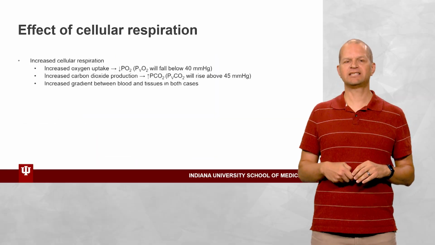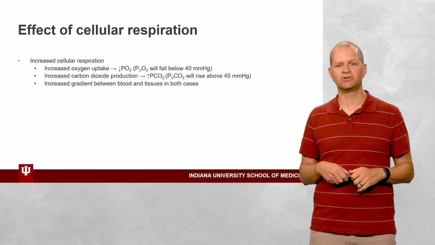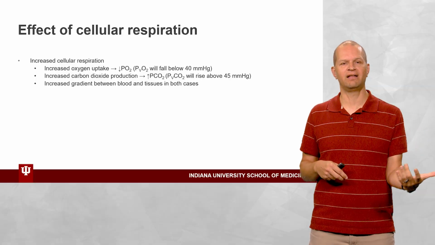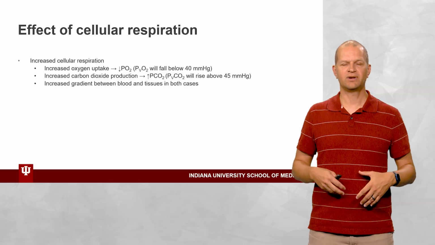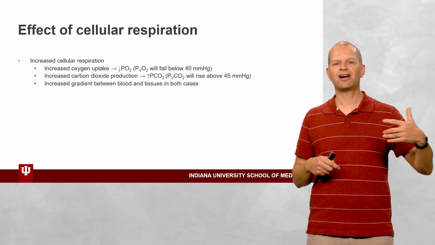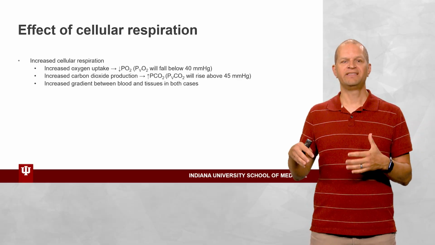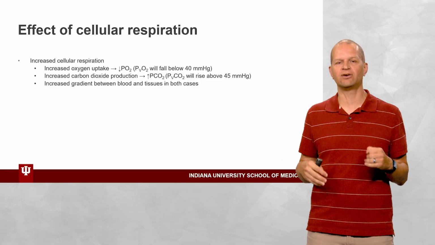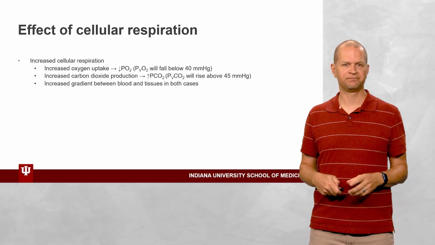This leads us to cellular respiration. Cellular respiration will play a big role in the amount of oxygen and CO2 in the bloodstream. So if you have high cellular respiration, meaning you're generating a lot of ATP, you're going to be using a lot of oxygen. And so as a result, your venous oxygen is going to fall below 40, and you're going to have high carbon dioxide, meaning your carbon dioxide will likely be above 45. This will lead to an increased gradient, which is actually a really good thing because it's going to make it easier for oxygen and carbon dioxide to get in and out of the bloodstream.